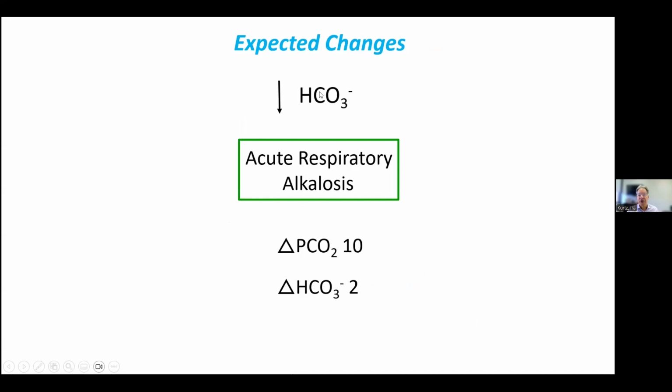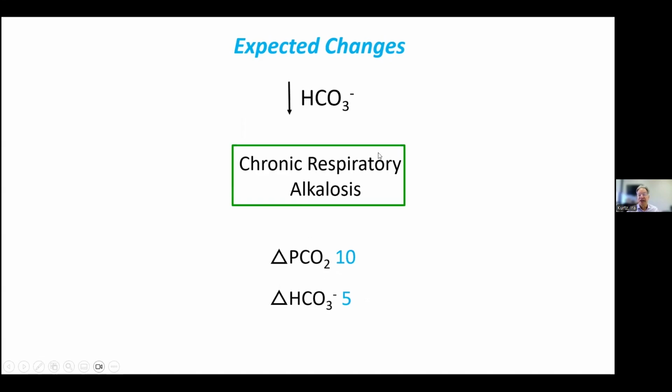So again, for the expected change, we have a fall in bicarbonate, but now it's due to respiratory alkalosis, not metabolic acidosis. And for every 10 fall in the PCO2, the bicarbonate falls by 2. That's just the bicarbonate buffer reaction. And this is just a proportion. So if the PCO2 fell by 5, this should fall by 1. If the PCO2 fell by 20, this should fall by 4.